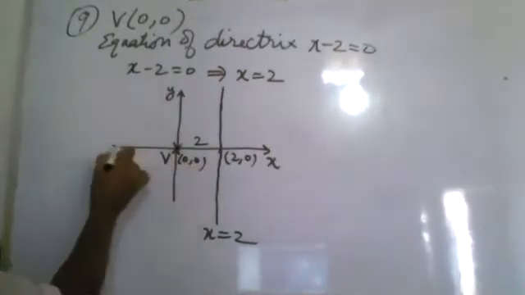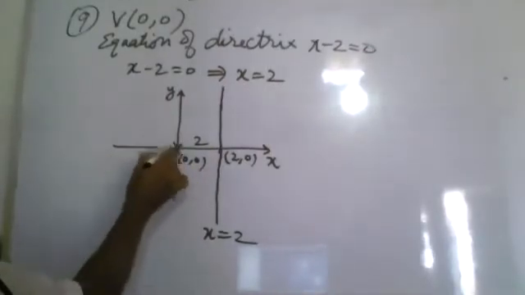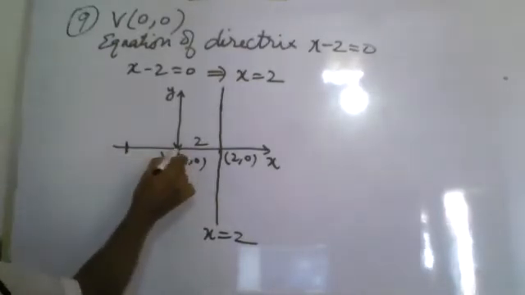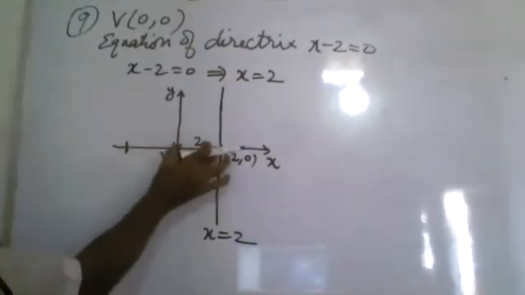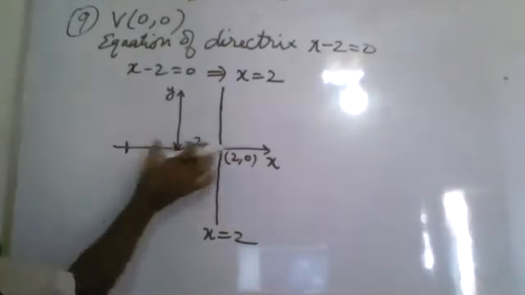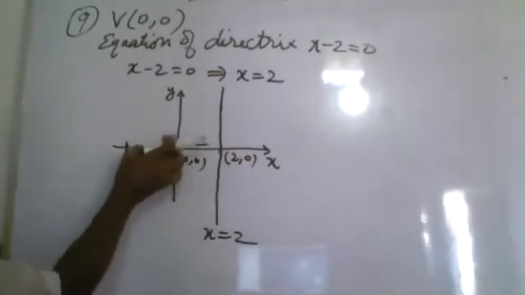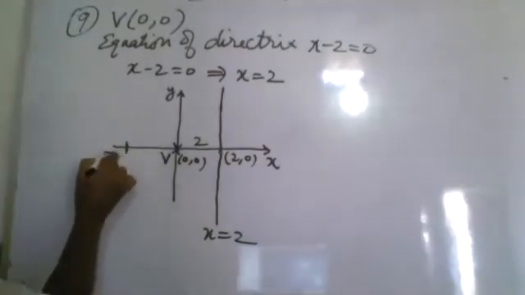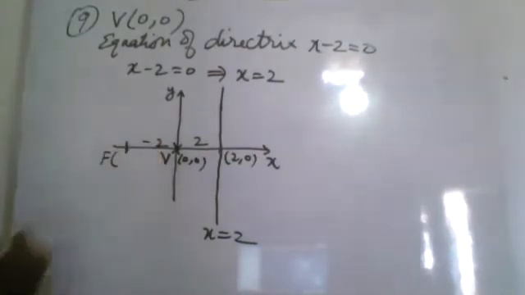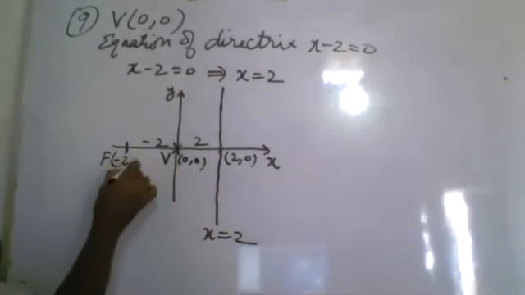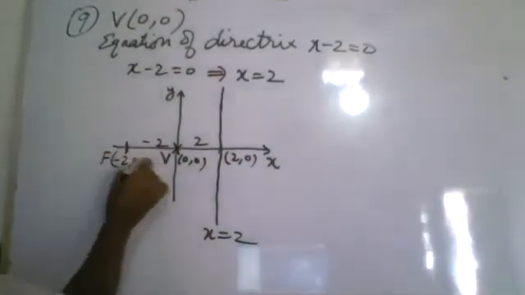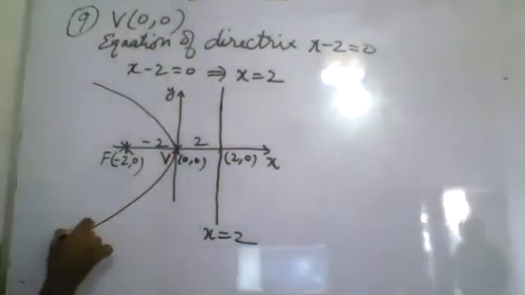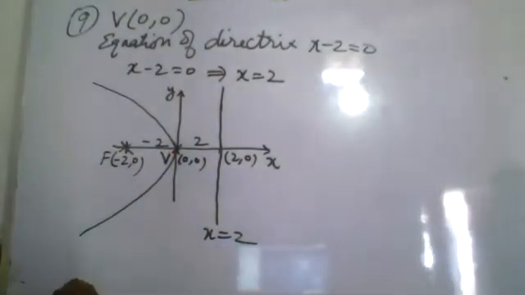Focus will be on the opposite side of the vertex. P will be -2. That will be from here to here, opposite side of the vertex. If the directrix is at 2 on the positive side, the focus will be on the opposite side, at -2. So the focus will be -2, 0. That will be the shape of the parabola.